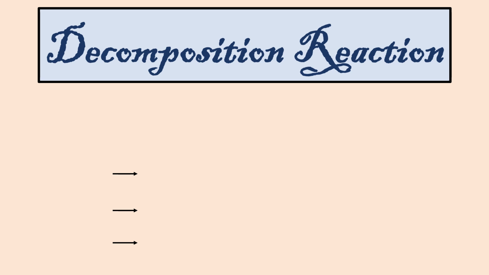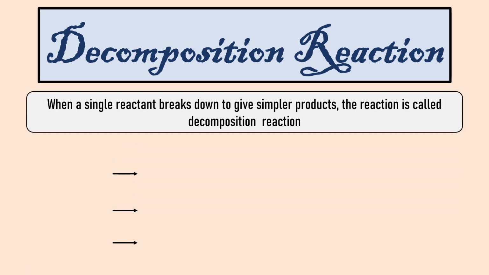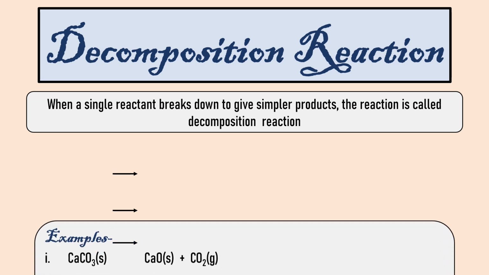It is just the reverse of combination reaction. That is, when a single substance breaks and gives 2 or more products, it is known as decomposition reaction. Now let's see the definition. When a single reactant breaks down to give simpler products, the reaction is called decomposition reaction. Let's understand with the help of examples.